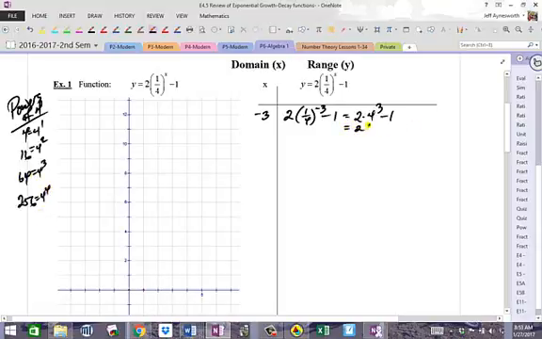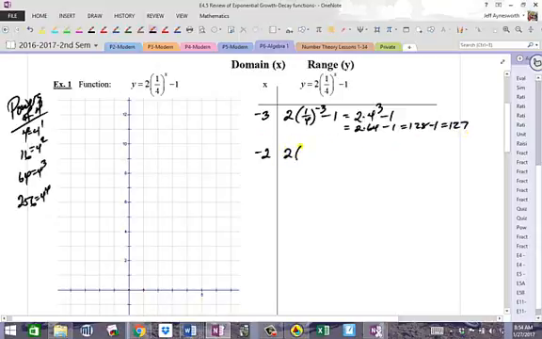So this is equal to 2 times 64 minus 1. That's 128 minus 1, or 127. Not going to be able to plot that. Left 3 up 127 is off the graph, but it's okay, we got it. So that's a point on the graph. It's really steep up there.